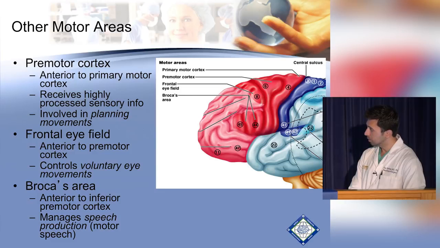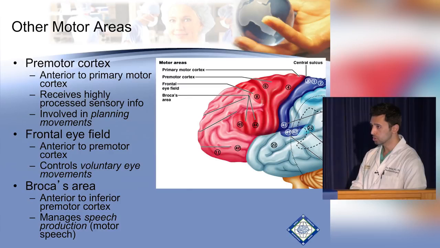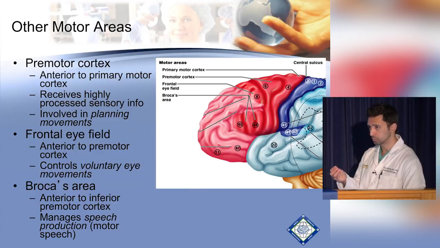Moving the eyes is a very complex motor function, so that occurs in the frontal eye field, which is located right here. And then Broca's area, which is this area here, is a speech area, and it's a pretty large area because speech production can happen with your mouth. It can also happen with your hand. You can sign speech, you can write, and you can speak. And so Broca's area is a very complex area.